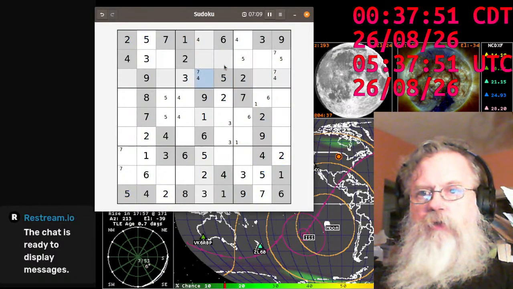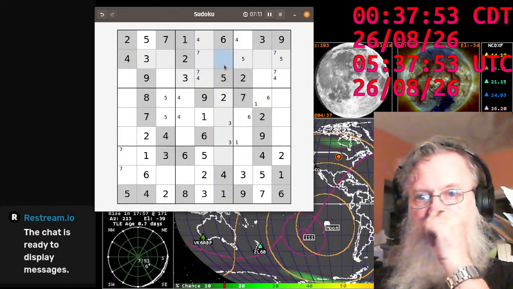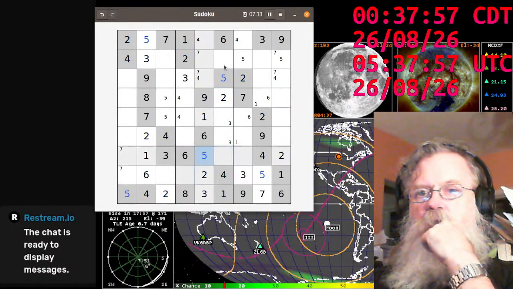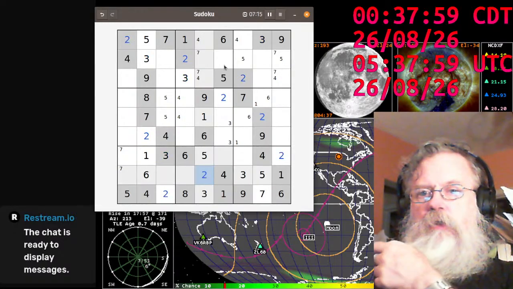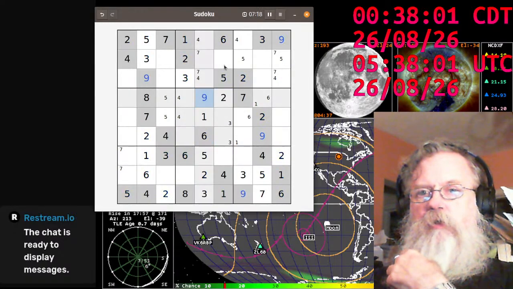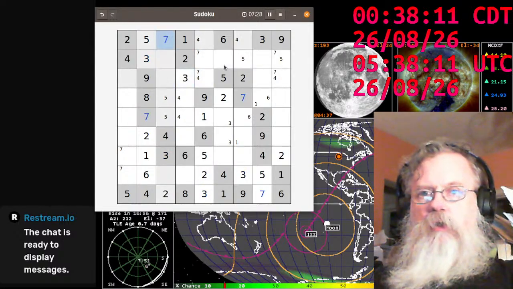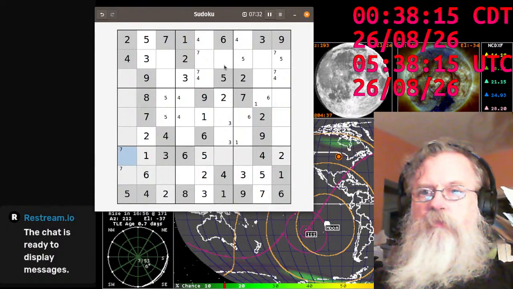Looks like one of these two is going to be a 7. This one can't be because 7s have to be in one of these 2 rows, and they can't be in the middle row here in these 6, so it's got to be one of these 2 for the 7. 7 there and there. One of these 2 is a 7.